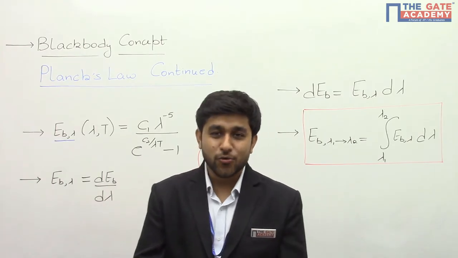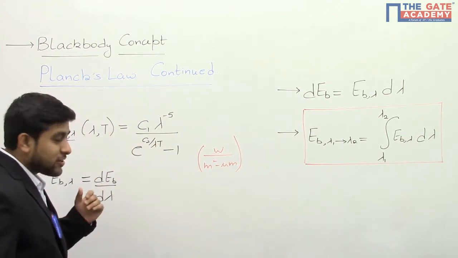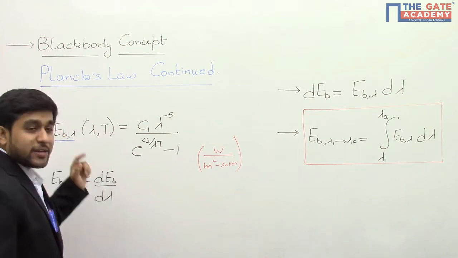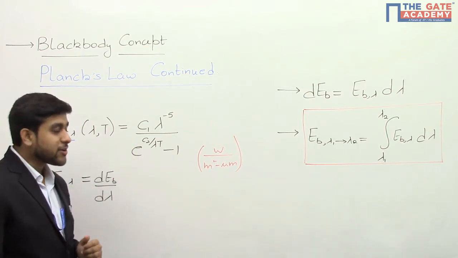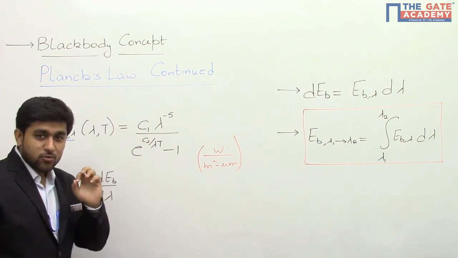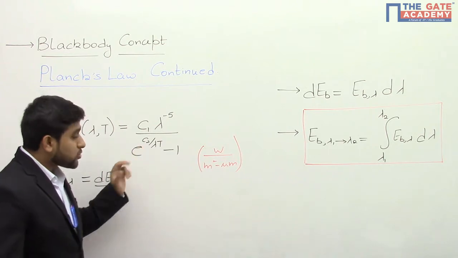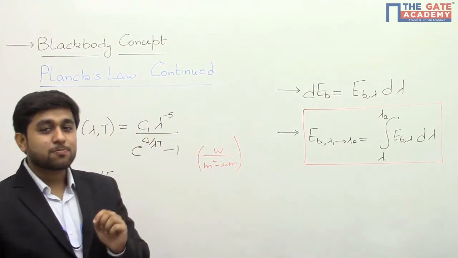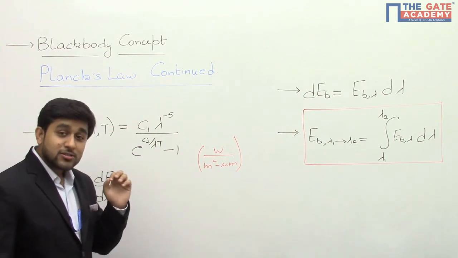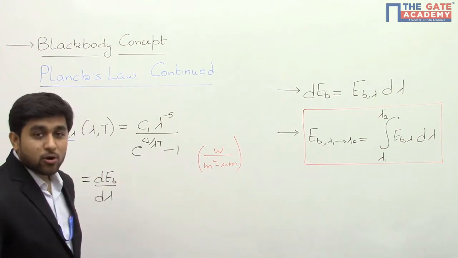So let us continue our discussion of Planck's law. Previously we said that the monochromatic emissive power for a black body is given by this expression, right? Here C1 is a constant that is equal to 2 pi C naught square h. C2 is another constant that is equal to h C naught by k. Here h is Planck's constant, C naught is the speed of electromagnetic waves in vacuum, and k is the Boltzmann constant, right?